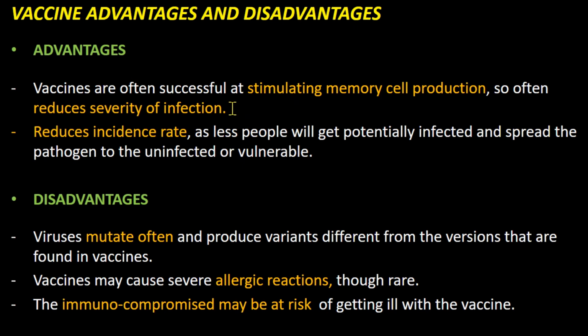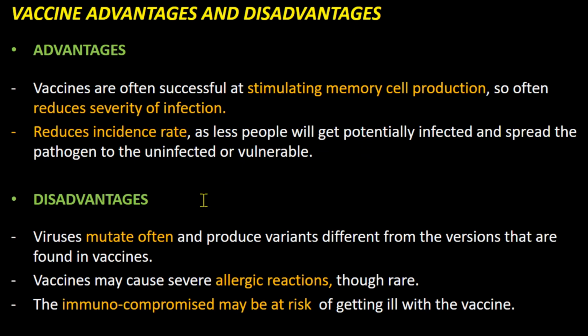Usually if you get reinfected, the virus or the bacteria might be defeated right away. The detection rate could be very high and the eradication rate could be very high. So this reduces incident rate. You have fewer people who have the disease, so fewer people will potentially get infected and spread the pathogen to the uninfected or the vulnerable. If you have enough of this, it generates something called herd immunity.